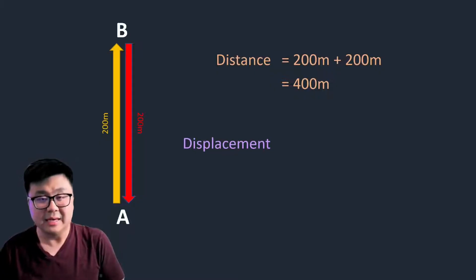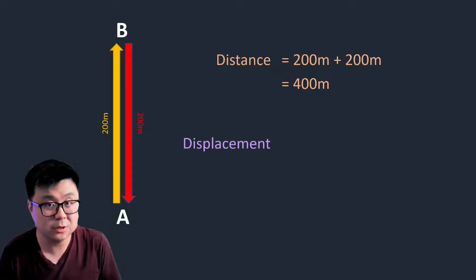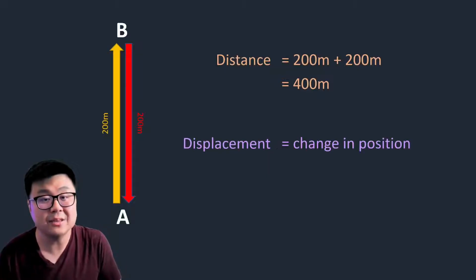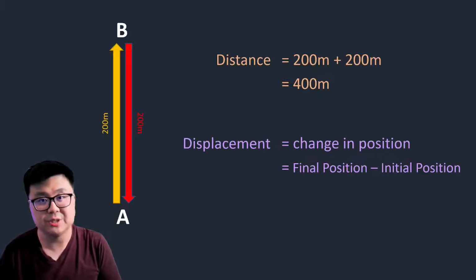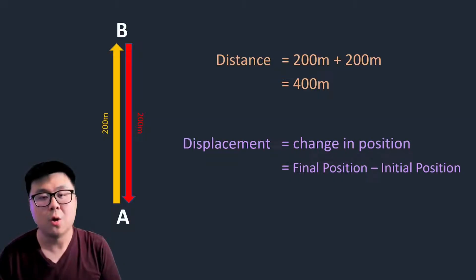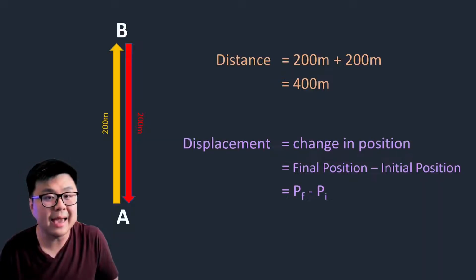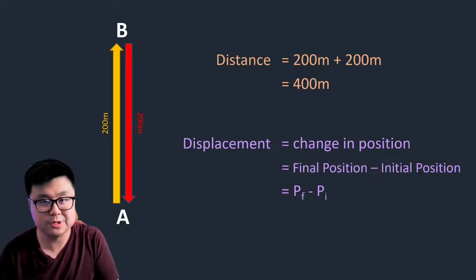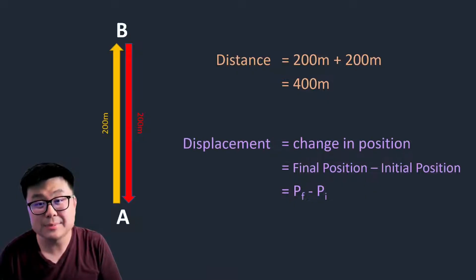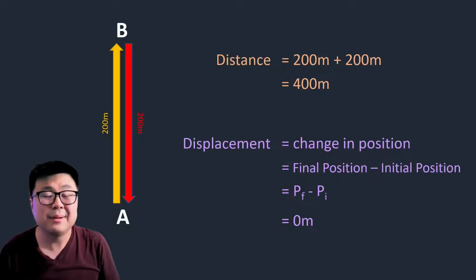Displacement, on the other hand, is dependent on your direction. So it doesn't really care about how much total distance you've covered. It really cares about the net change in your overall position, which we can write as your final position subtracting your initial position, or position final minus position initial. In this case, you can see that we really haven't moved. We walked up 200 meters, but we came back down to our original starting point, so we have a net displacement of 0 meters.